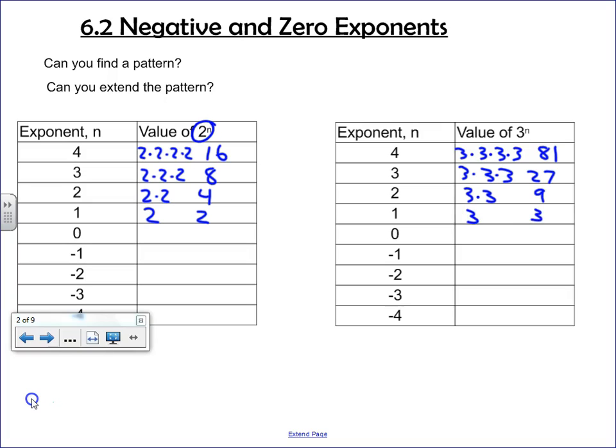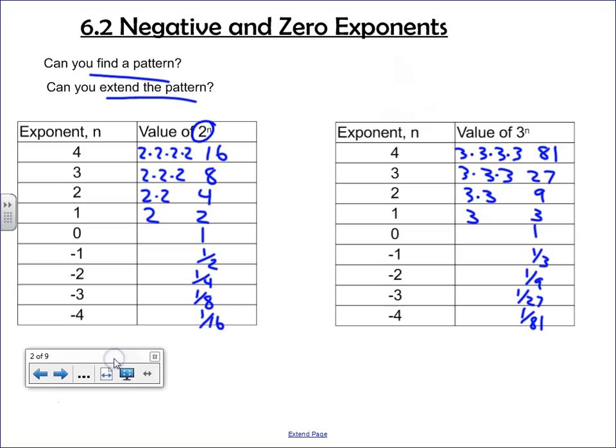So think about that. Can you find that pattern? And then can you extend the pattern? Go ahead and fill in the rest of that table, and then pause the video and restart it when you're ready to check your answers and see if you're right. So those are the values of the exponent for that given value of n.